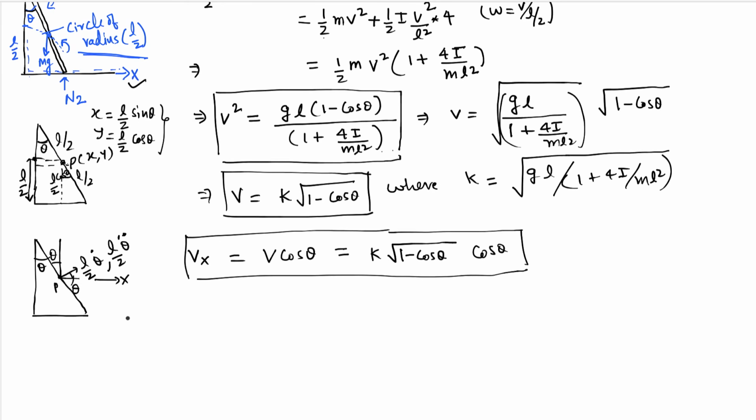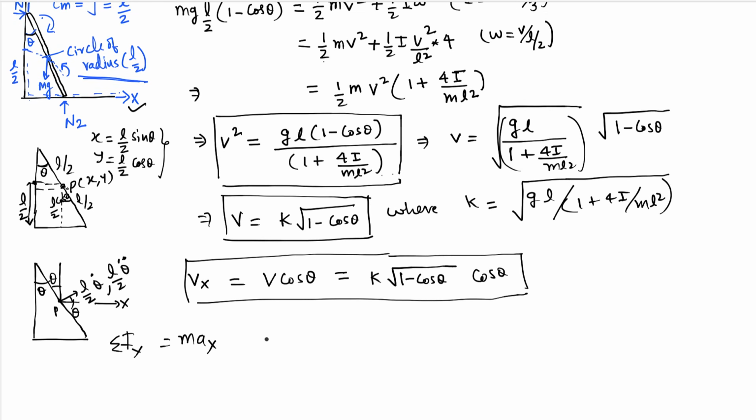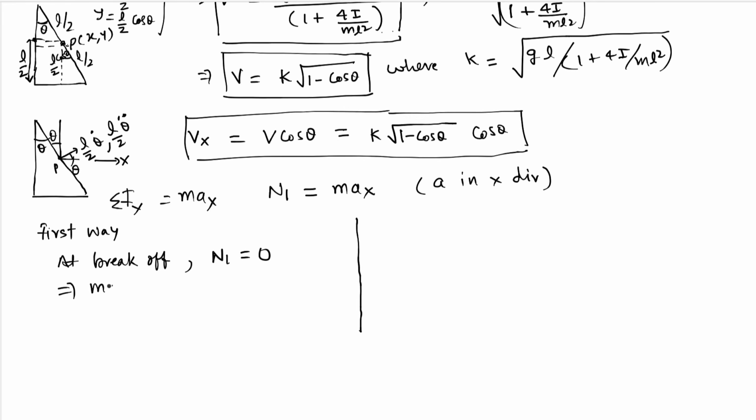So write the equation Fx equal to max. Okay, x is this direction. Now in x direction, there is only one force, N1. So N1 is equal to max. Ax is the acceleration in x direction, right? There are two ways to solve this problem now. Okay, so the first way is that at break off, or when the rod leaves the wall, N1 will be 0, right? Therefore, max will be 0 according to this equation.